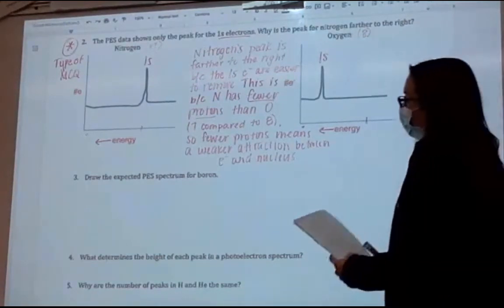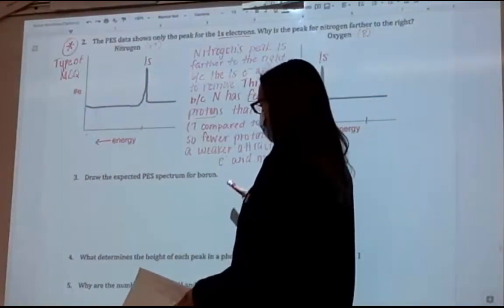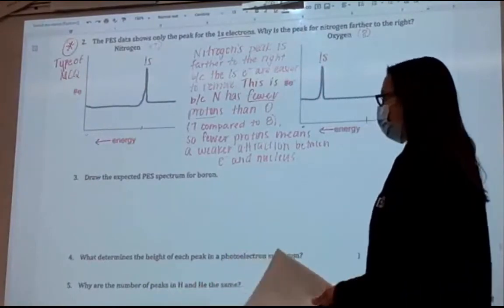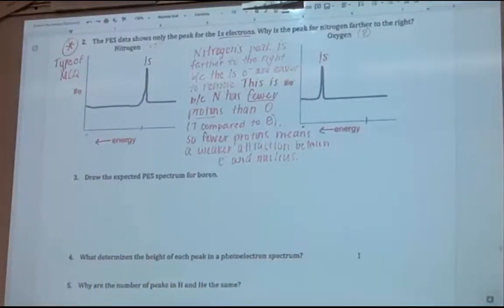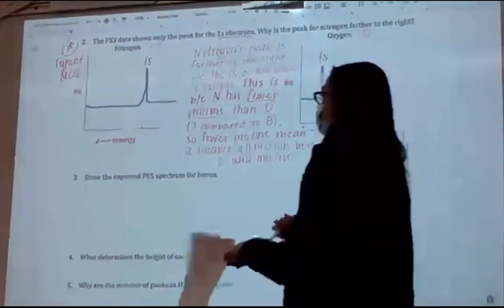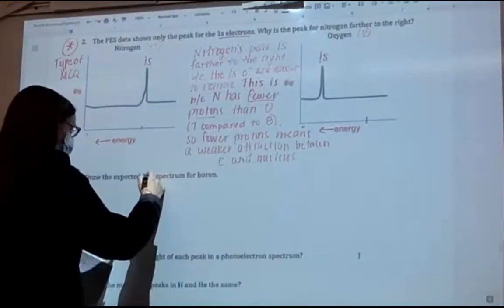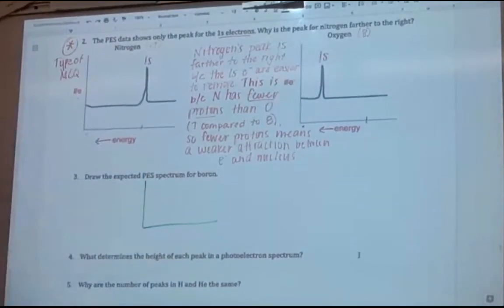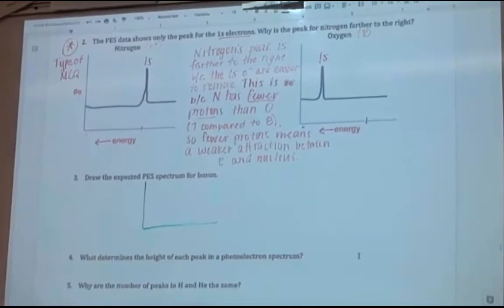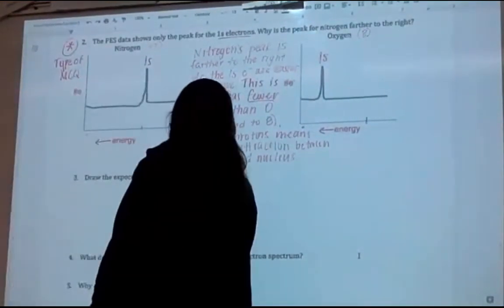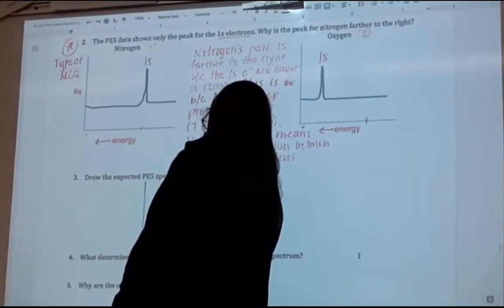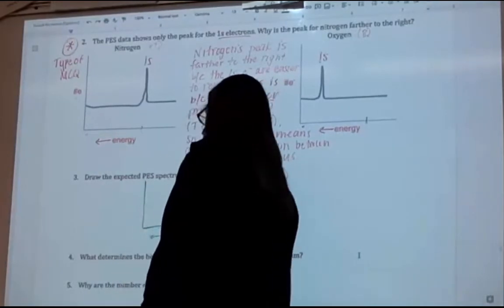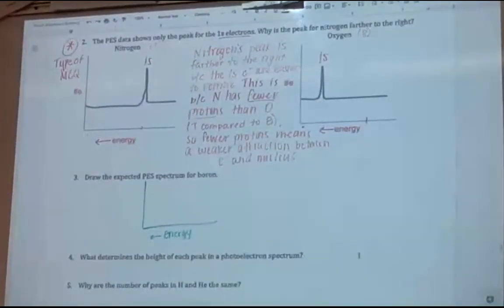Okay, so what I want you to do is see if you can do 3, 4, and 5. Now, with number 3, I'll draw the main outline for you. So 3 wants you to draw the expected PES spectrum for boron. All you really need is to label the x-axis as energy, and most people will draw it with the arrow pointing to the left. That means that the left is going to be closest to the nucleus.